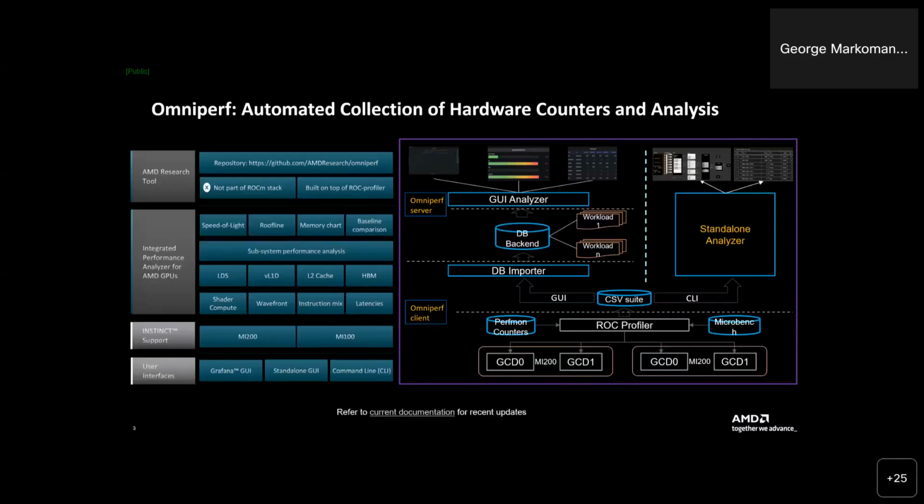Again, Omniperf is not part of ROCm. You have to install it yourself. Built on Rocprofiler, it uses some Rocprofiler, and it has a lot of analysis. It integrates speed of light, roofline, memory chart, baseline comparison, local data share memory, vector L1 data cache, L2 cache, everything I would say. It supports MI200 and MI100. Roofline is only for MI200. And it can visualize through Grafana GUI, standalone, or command line.